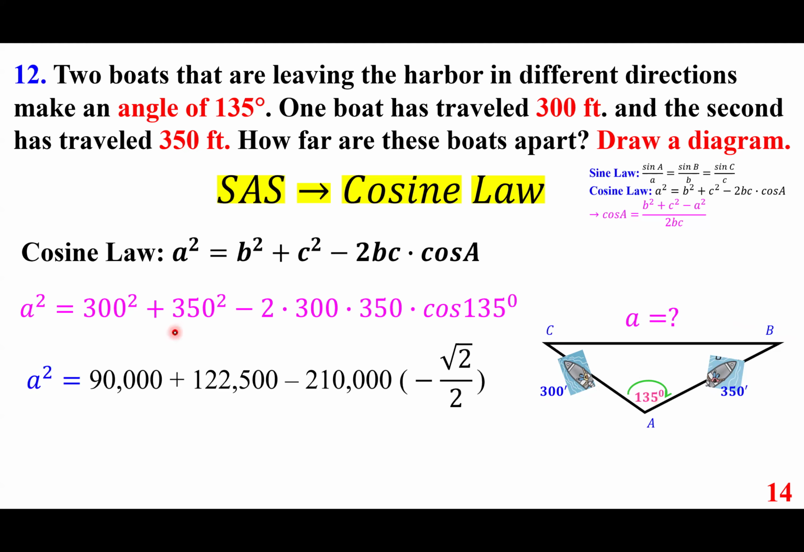90,000, 122,500 minus 210,000. Now, this is the same as cosine of 45 degrees. In the second quadrant, cosine is negative, so minus square root of 2/2. We have all those numbers. So you find a squared, you take a root, and it becomes 600.83, about 601 feet roughly. So the point is you could figure it out.